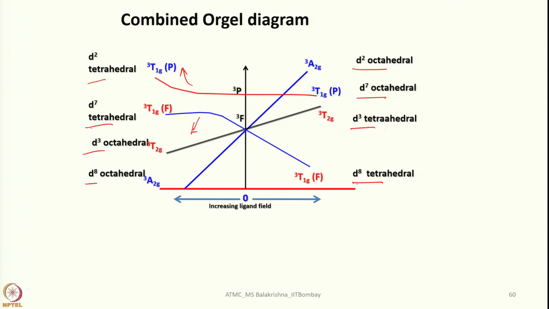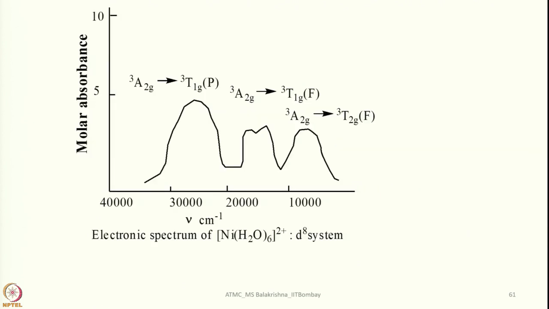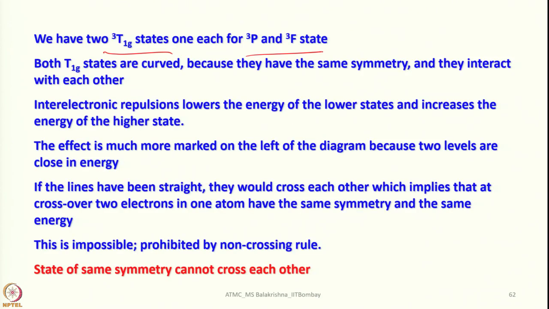And the ground state is this one for tetrahedral, and then the ground state is this one for d2, and for d8 octahedral this one is the ground state, for d8 tetrahedral this one is the ground state. So, you can very nicely analyze, and remembering this Orgel diagram should not be a problem. We have just 2 Orgel diagrams to explain all d-d transitions except d5, d0 and d10. So, you can see the transition, one transition and the second transition and the third transition. You can see here the electronic spectrum of a d8 system, hexaaqua nickel 2 plus. You can see here 3 transitions are labeled. Why that is curved, I shall discuss here.